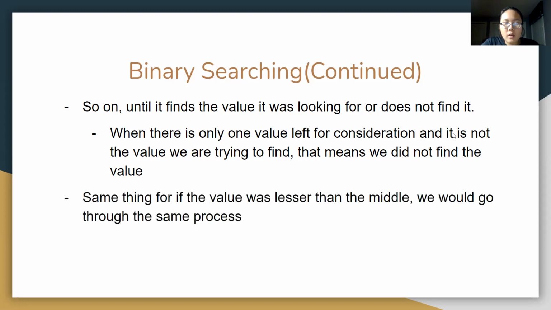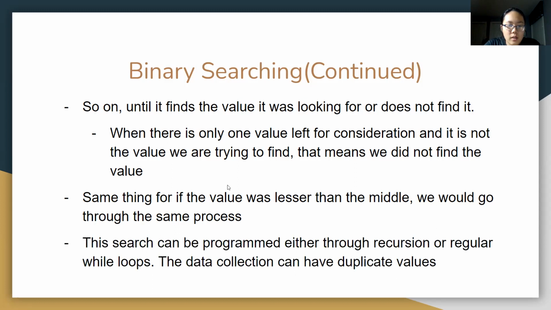Same thing if the value was listed in the middle, we would just go through the same process. If the value that we want to find is less than the middle, then we make it so that we don't consider anything higher than the middle at all, and we focus only on the lower half of the array. So again, it goes both ways. Depending on whether the value is less than the middle or greater than the middle, we adjust accordingly.